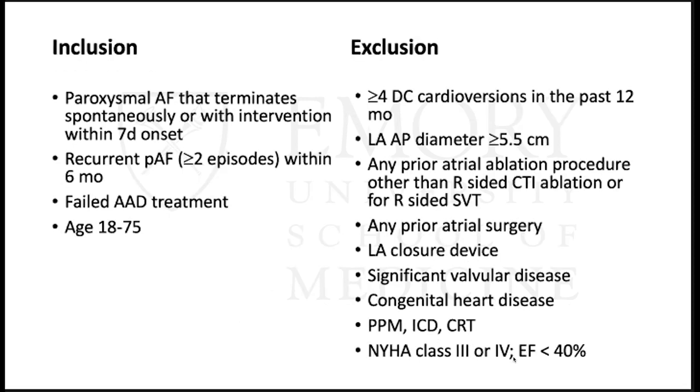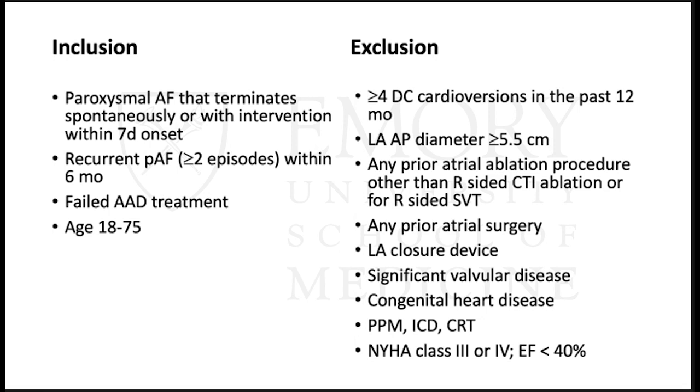In terms of inclusion and exclusion criteria, looking at the inclusion criteria, we're looking at paroxysmal AFib, so that terminates spontaneously or with intervention within 7 days of onset. Also those with recurrent paroxysmal AFib, so 2 or more episodes within 6 months. They've failed antiarrhythmic treatment, and then ages 18 to 75.